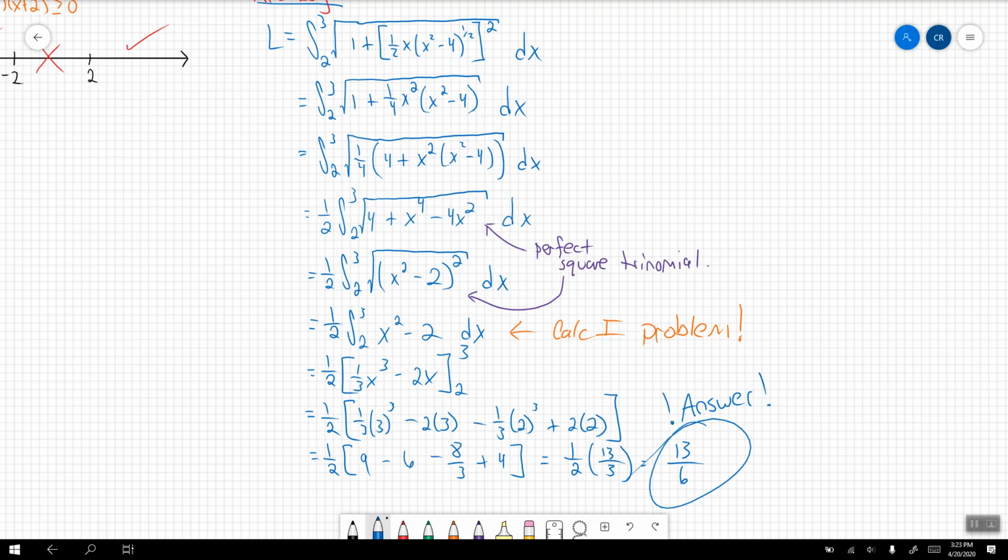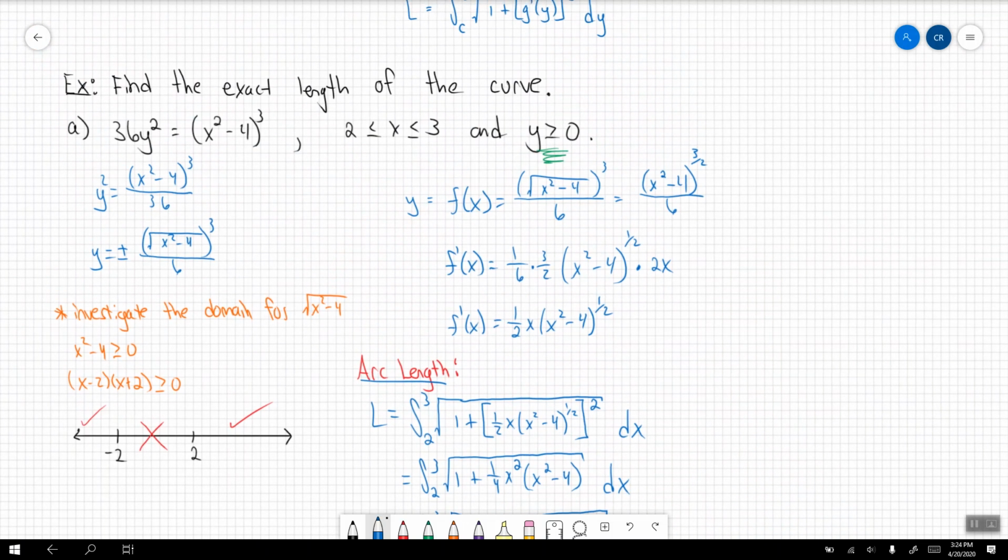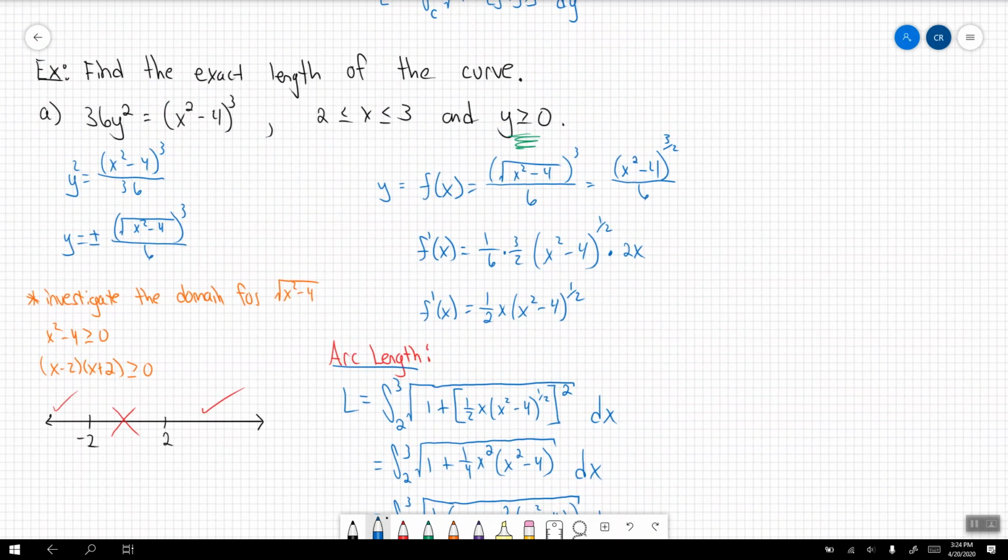Nice. So we found our answer, and the answer, that arc length, is 13/6. Awesome. So again, when we're looking at this, one of the first things that you have to do is identify, do I want to integrate this with respect to x or with respect to y? We identified that we wanted to do this with respect to x because it would be easier to solve for y in terms of x.